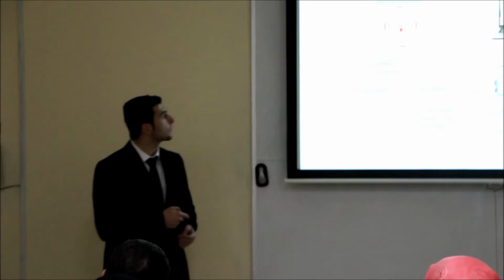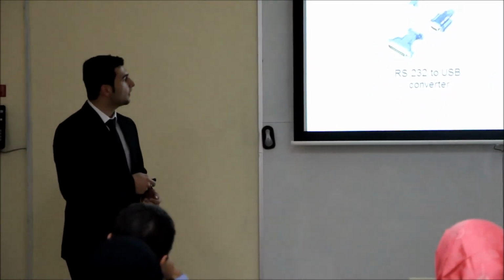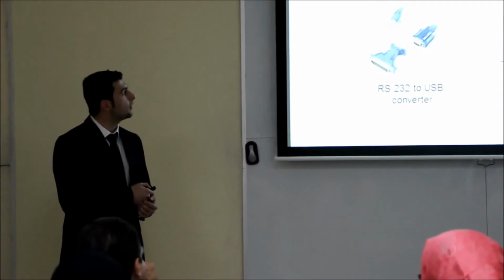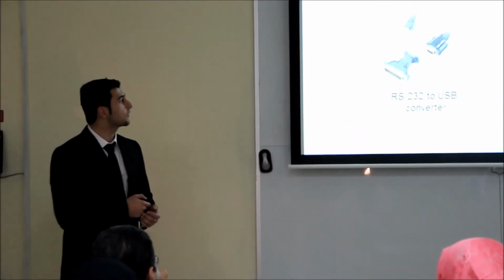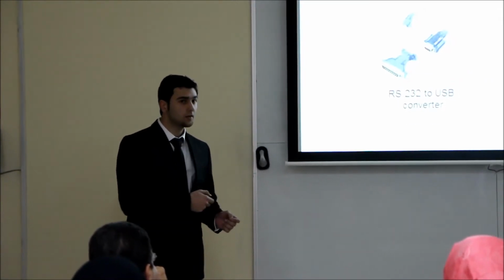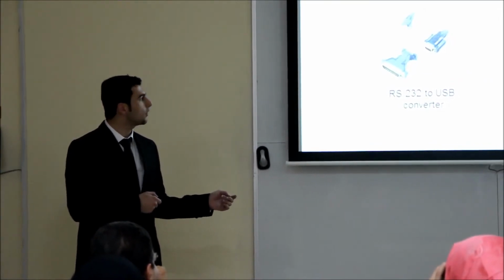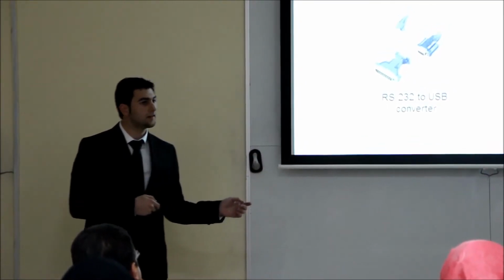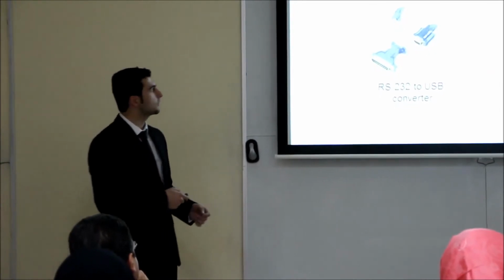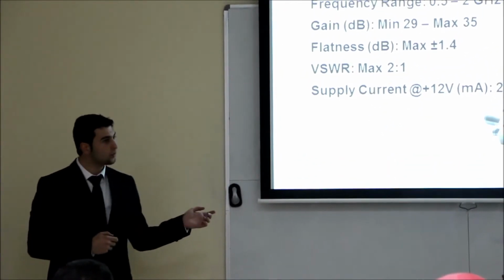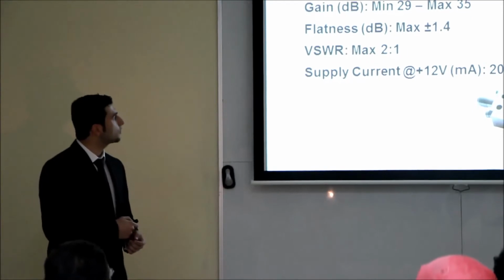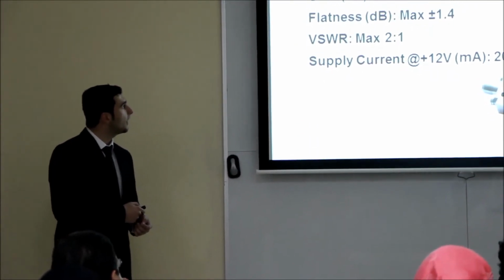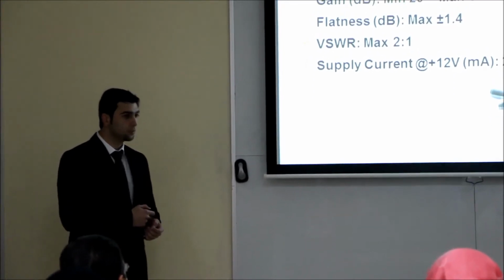computer for further processing. Our data acquisition is the high-frequency Rohde & Schwarz FSB9 that has a frequency range from 9 kHz up to 13.6 GHz. The spectrum analyzer can be interfaced with the computer through an RS-232 to USB cable, and it's capable of sending data in real time for the purpose of signal processing. Moreover, the high-frequency amplifier has a frequency range from 0.5 to 2 GHz, gain from 29 to 35 dB, and passband flatness between plus and minus 1.4 dB.